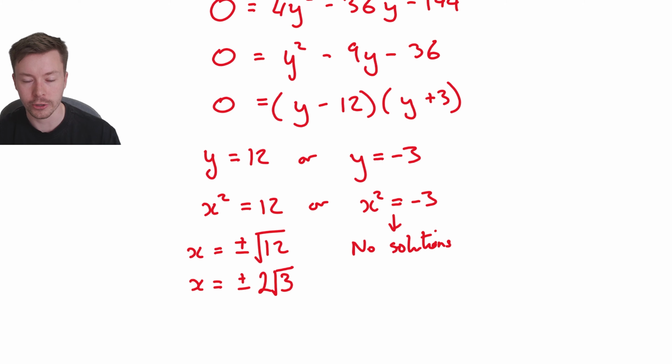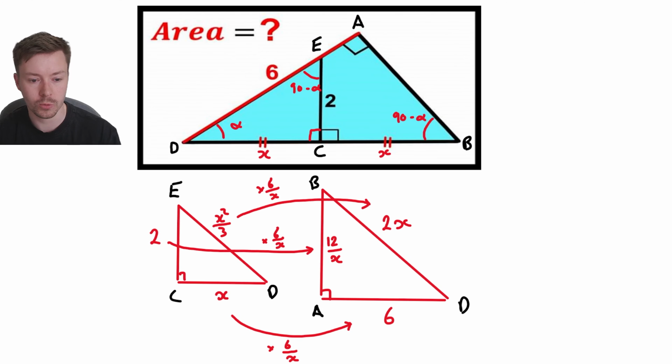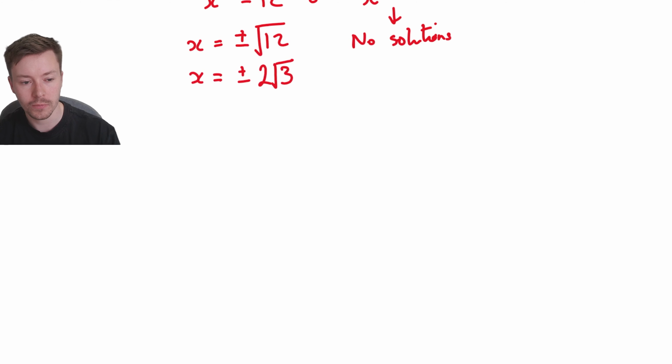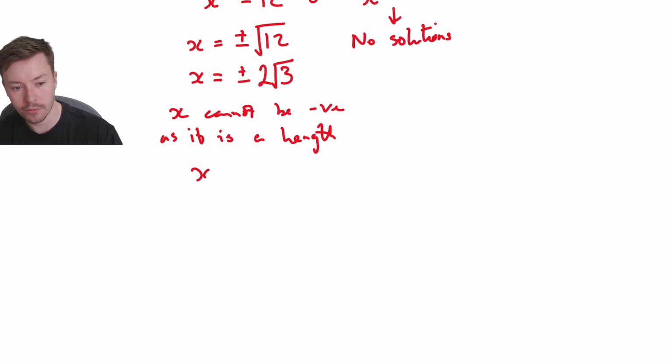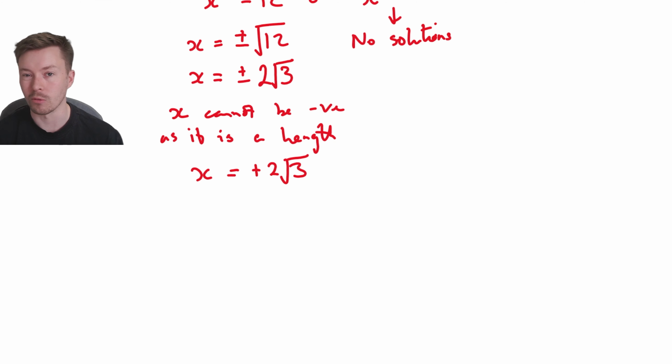Now then we need to look back at the question, because actually are both of those solutions possible? And if we scroll back up to the question, past all this working out, x is a length. And so because x is a length, we can't have minus 2 root 3. We can't have a negative value. So x is equal to positive only. So x cannot be negative, as it is a length. Therefore, x is equal to the positive version of 2 root 3. Or we could just write 2 root 3.